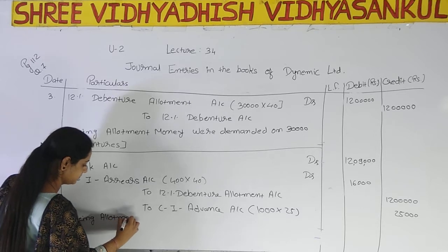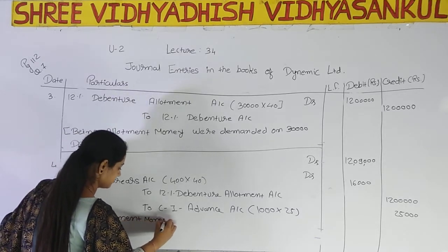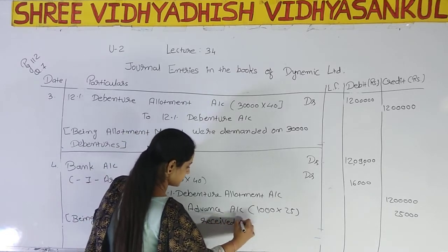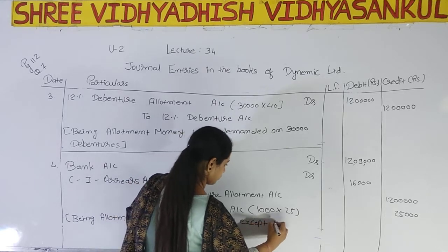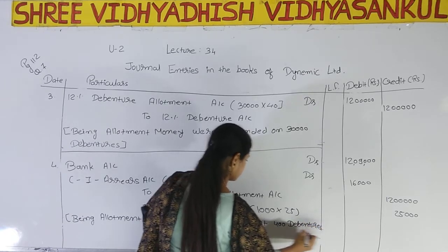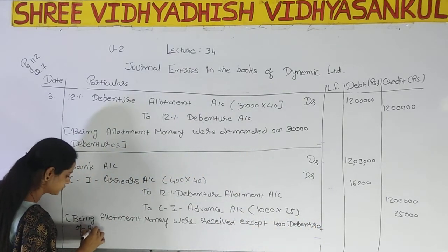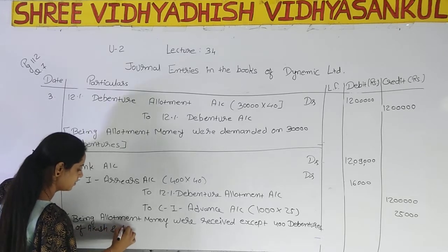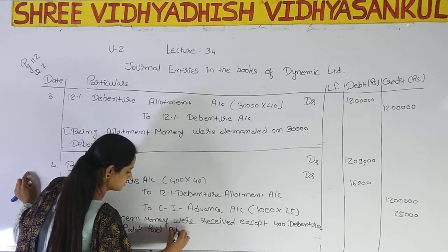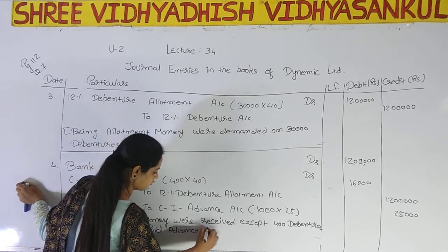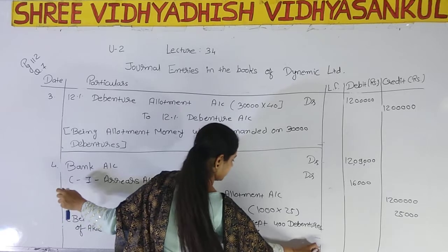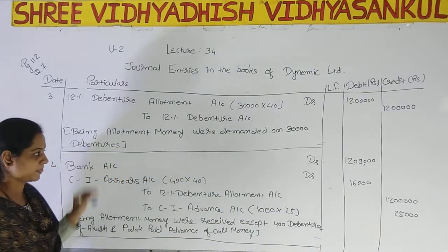Into bracket we have to write bill allotment money were received except 400 debentures of Akash and Palak paid advance of call money. Call in advance and then advance for payment, right? Write down this too.